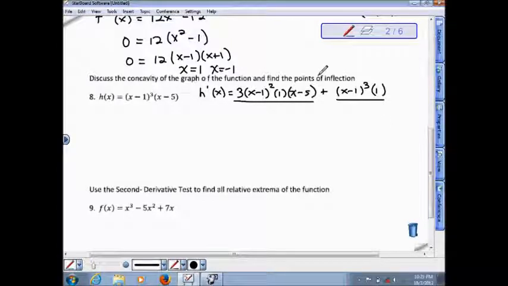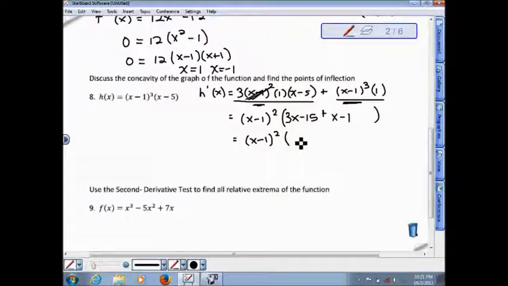Now, there's a lot happening here, but really we need to consider this as a term added to this as a term. And if we consider both terms and what they have in common, they both have an x minus 1. This one has an x minus 1 cubed, this one has an x minus 1 squared, so they both have at least an x minus 1 squared that can be factored out. So if x minus 1 squared is factored out from this part of the first derivative, what that leaves is 3 times quantity x minus 5, which becomes 3x minus 15. Now, from this part, if we factor out x minus 1 squared, that just leaves an x minus 1. Simplifying a little bit, inside of there gives us 4x minus 16.